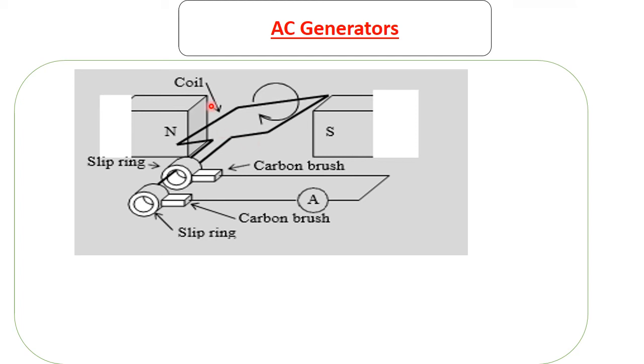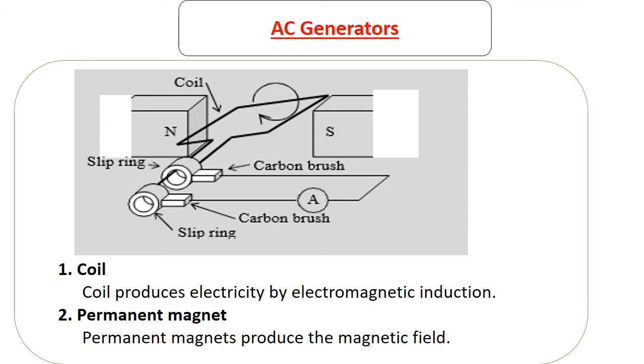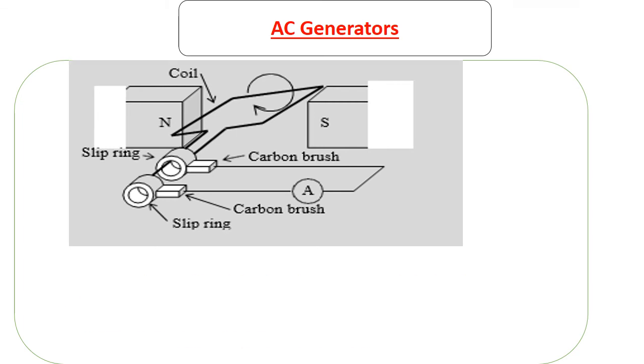So you have to know the role of each of the parts of this simple AC generator. The first is the coil. What's the function of the coil? The coil is the one that actually produces electricity by electromagnetic induction as it is rotating. Then what about permanent magnets? Permanent magnets are there, of course, to produce the magnetic field.